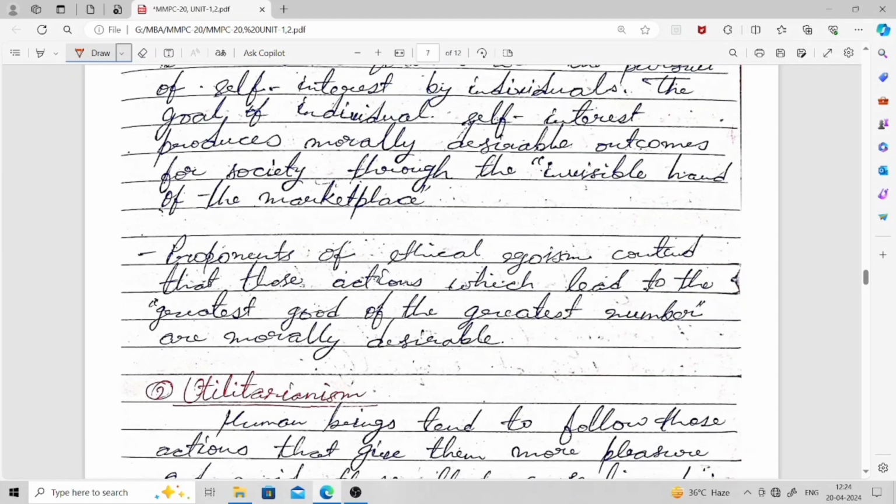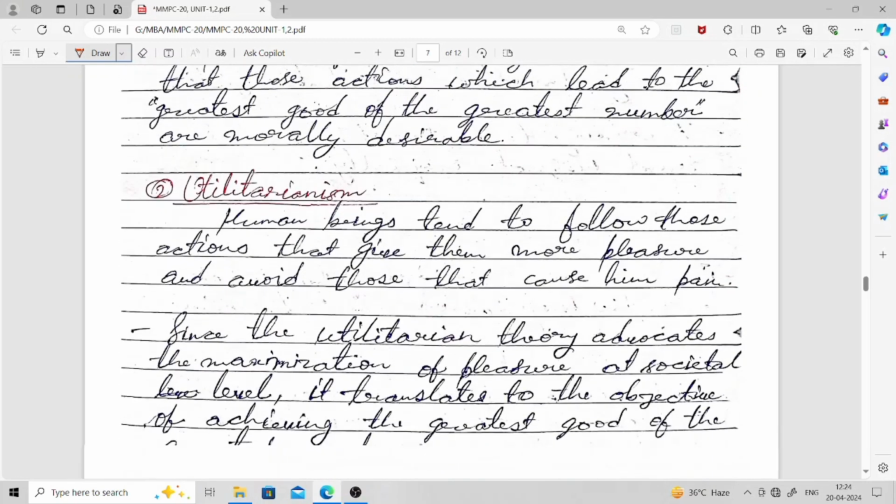Proponents of ethical egoism contend that those actions which lead to the greatest good of the greatest number are morally desirable. The proponents, those who support this egoism theory, say that if any action leads to the greatest good of the greatest number, that is morally desirable. So those actions which bring greater benefit to a greater number of people are morally desirable.